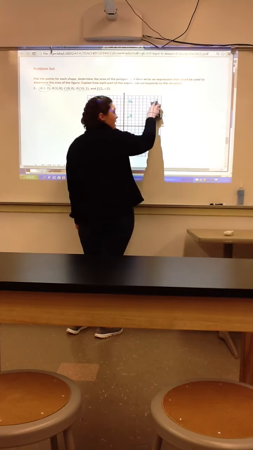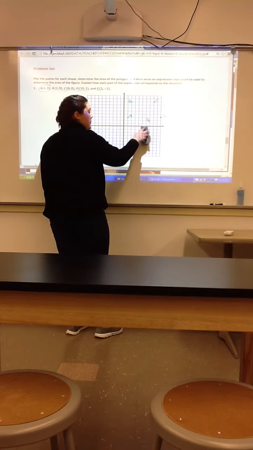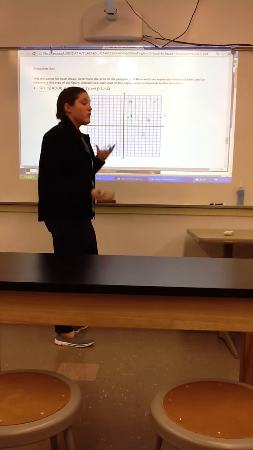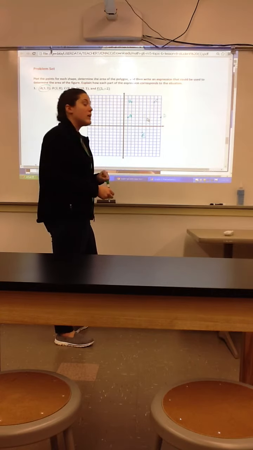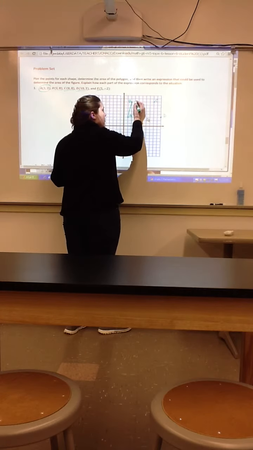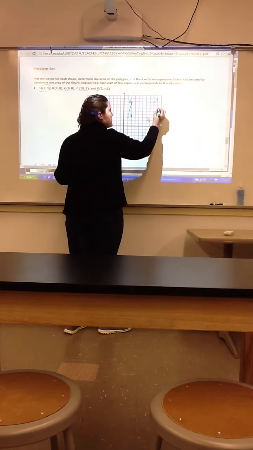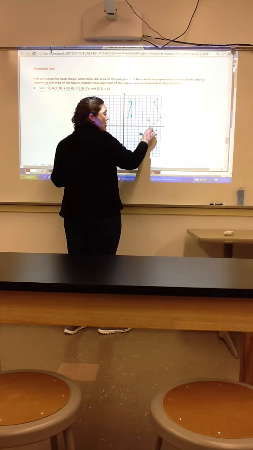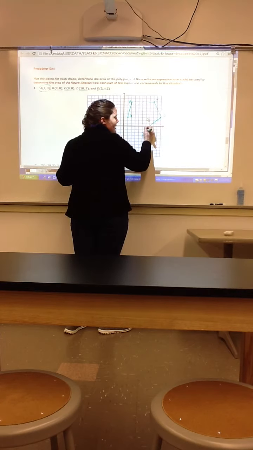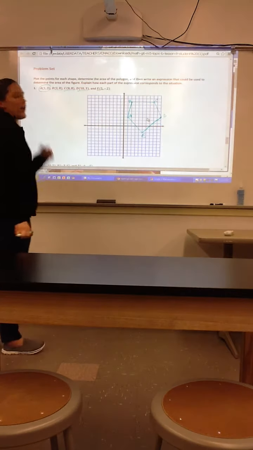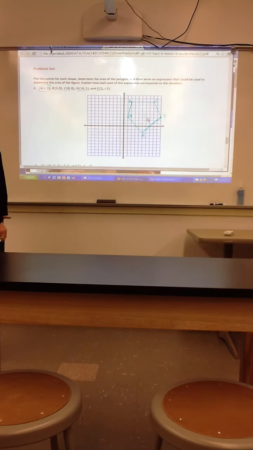Now we need to connect these points to form a shape. You want to use a straight edge. Unfortunately, I don't have anything with me right here, so I'm just going to do it freehand. It's very important to connect them in the order that they gave them to you, or else you will end up with a shape other than what they intended. Okay, so here I have a pentagon.